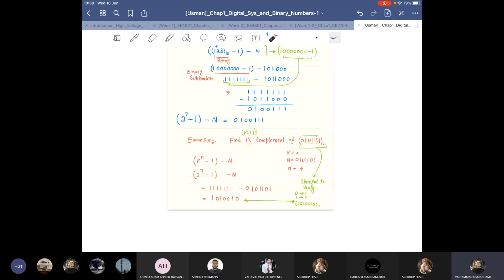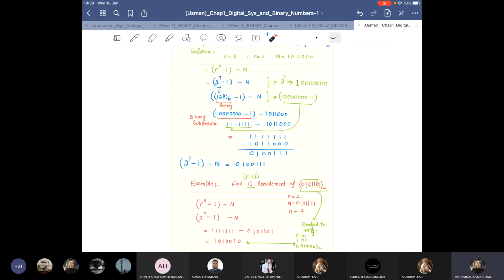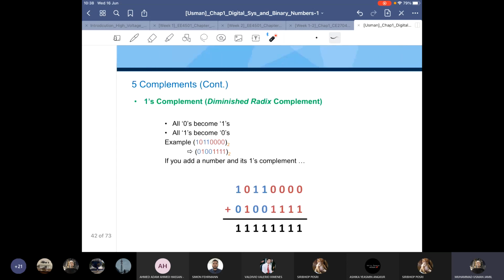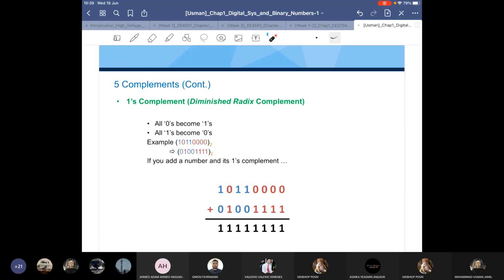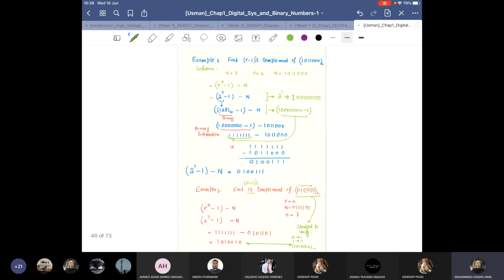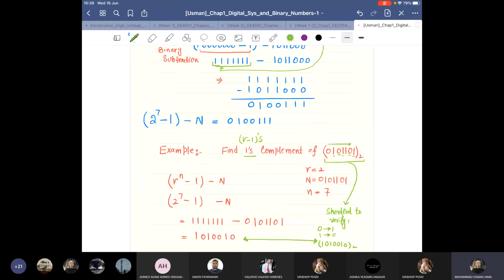So now this is our r minus 1's complement, and the topic is the diminished radix complement. This is the observation I explained to you. And another thing, let's take one more example to verify your answer. This is one way shortcut to verify your answer. This is one way.